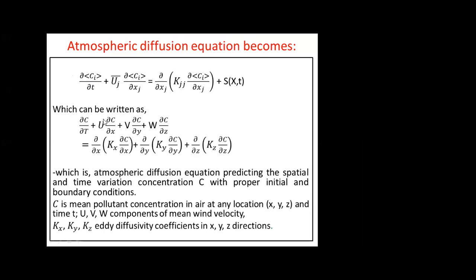Now this is the atmospheric diffusion equation, which predicts the spatial and the time concentration of C with the proper initial and boundary condition. But this is the basic atmospheric diffusion equation. Now I will apply this basic differential equation to the urban area problem. For that, I will go for some assumptions.